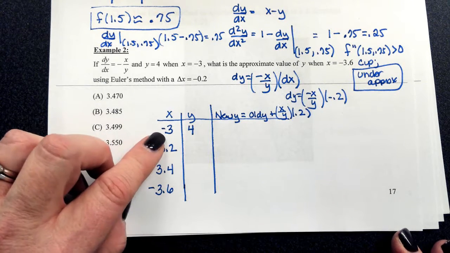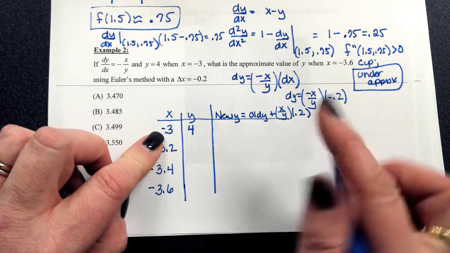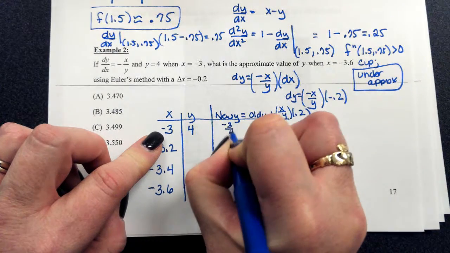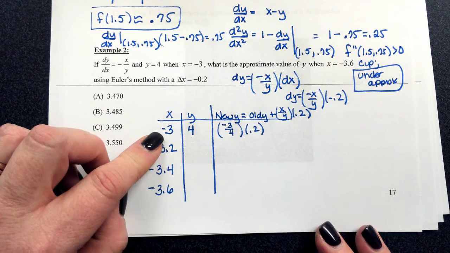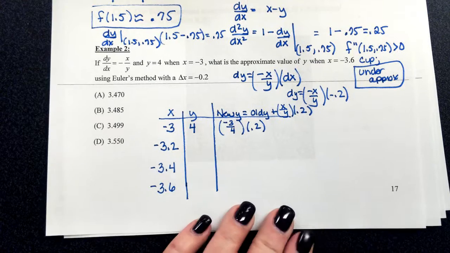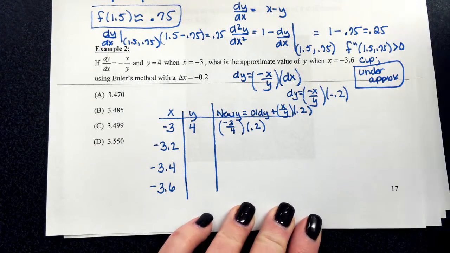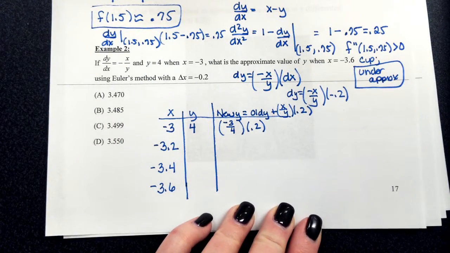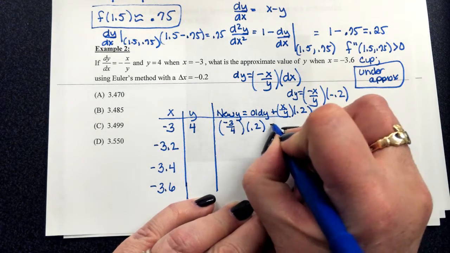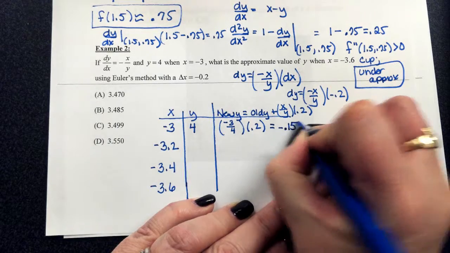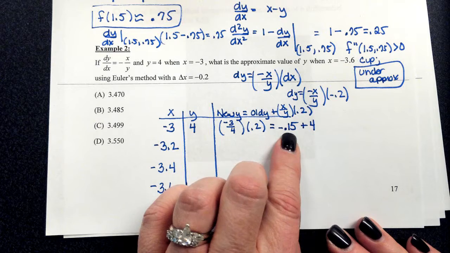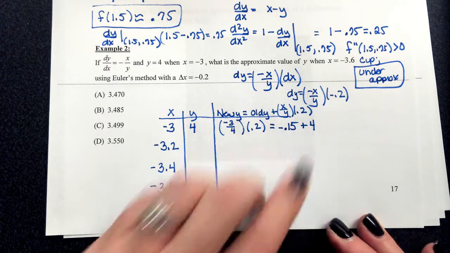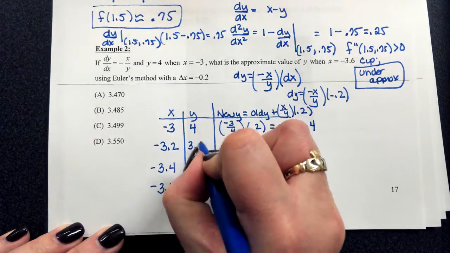So now I'm going to take my x value and divide it by my y value, which is negative 3 over 4, times my 0.2. And again, that's going to give me negative 0.75 times 0.2, negative 0.15. And I have to add that to my old y. So negative 0.15 plus 4 is going to give me 3.85.